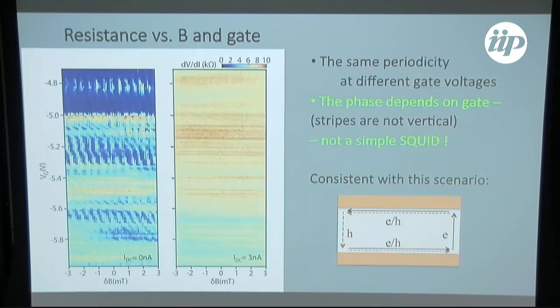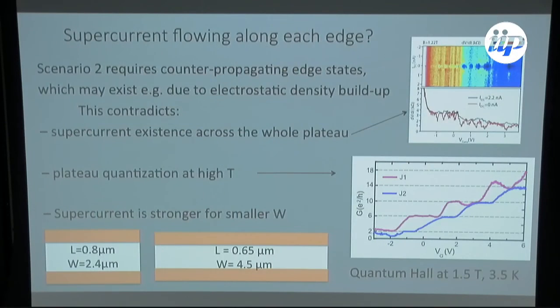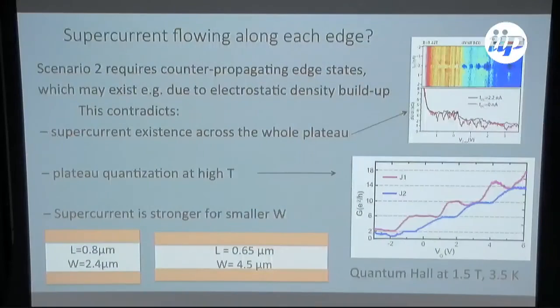Okay, so, but we did try to distinguish the possible mechanisms by looking at the dependence of the critical current on the geometrical sizes of the sample. And in fact, the very first samples we have measured, which were made on the same chip, it happened that one of them was narrower and longer, and another one was wider and shorter, and this one clearly had more supercurrent.